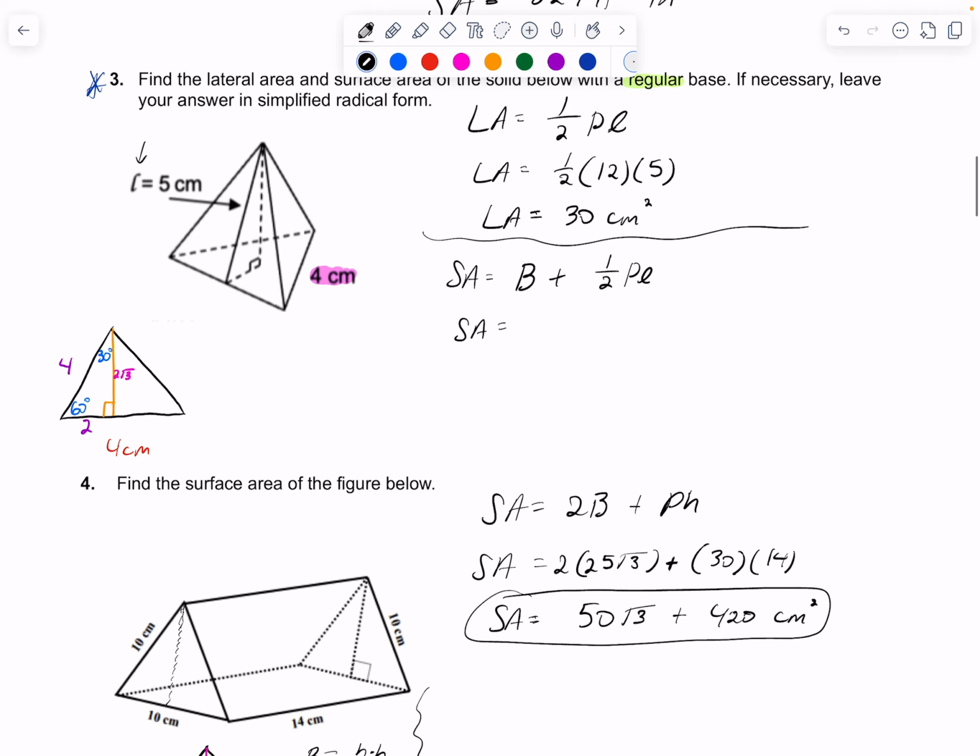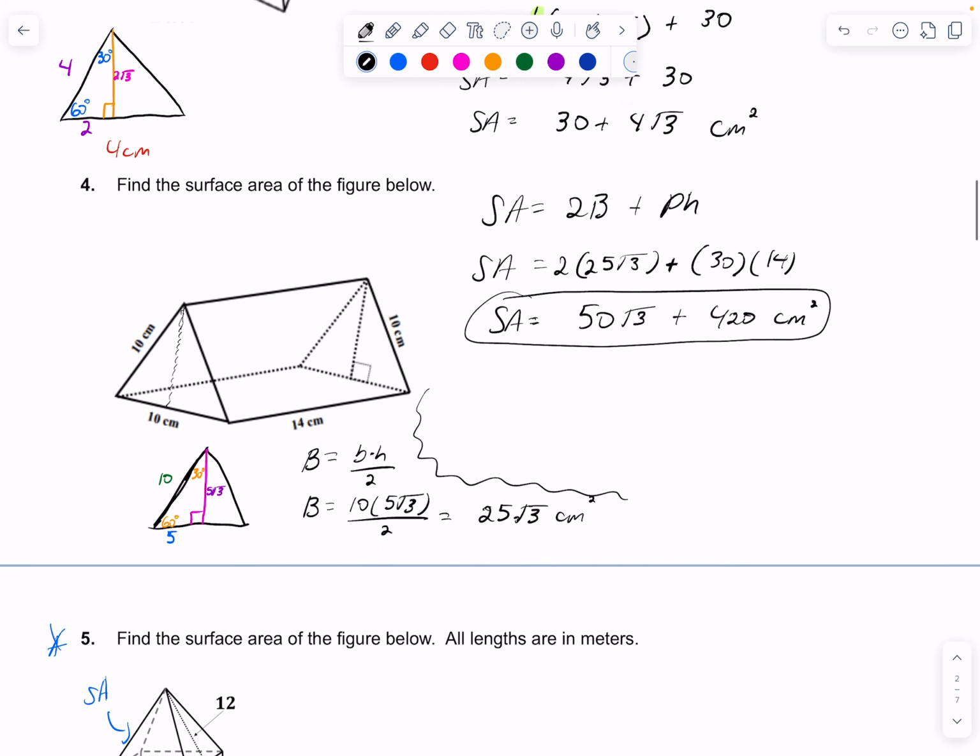So to find the area of the base, I'm going to do 1/2 times the base times the height of 2 times the square root of 3. Okay, adding in the lateral area, which I already know is 30 square centimeters. I'm going to go ahead and do some math here. My brain is seeing this half and this 2 will make 1. So this is going to be 4 times the square root of 3 plus 30. And then I'm going to write my non-radical first, but it doesn't matter, your call. And that's going to be square centimeters. Okay, so that is it for the surface area and the lateral area in number 3.